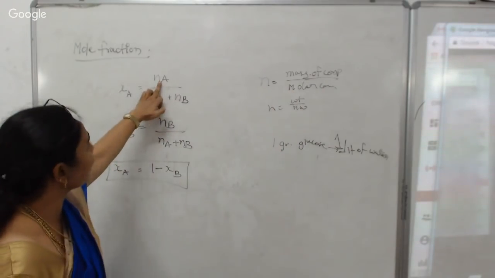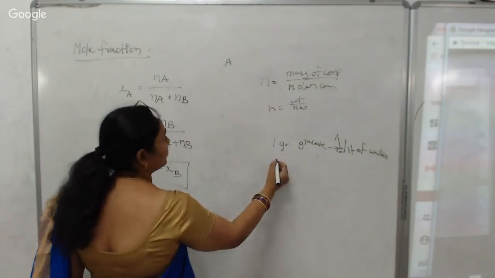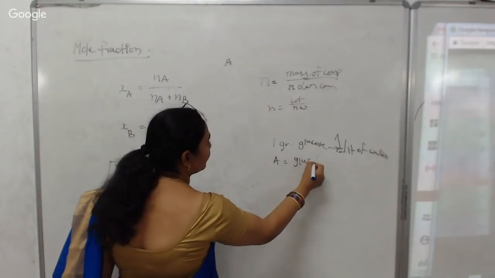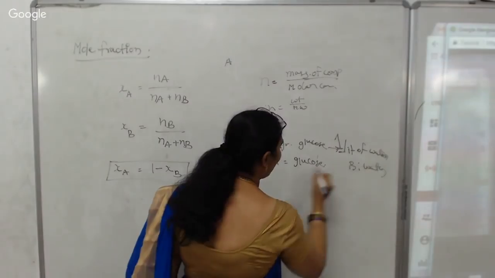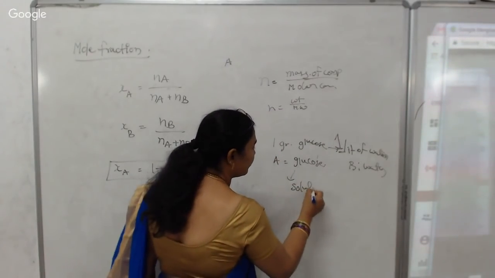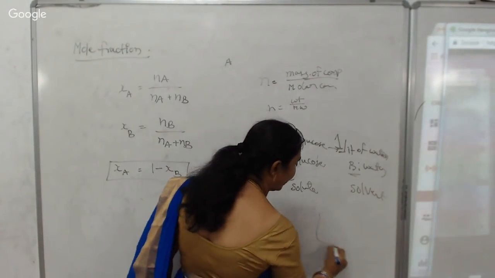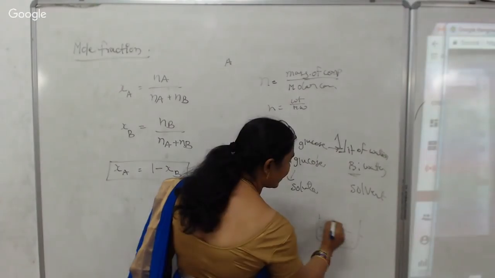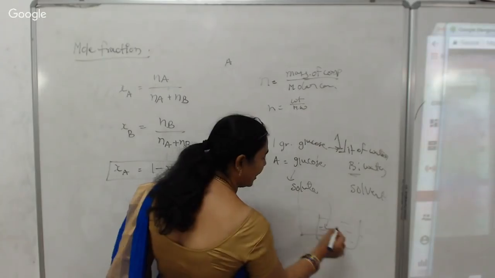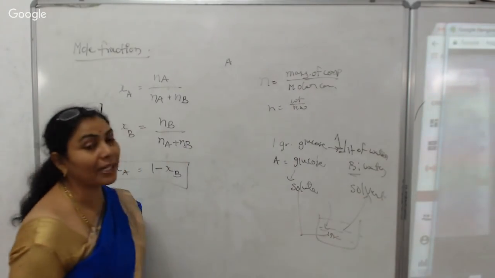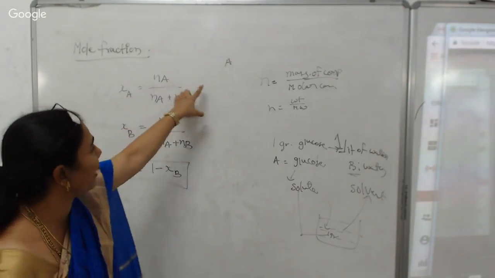Okay, so Na, for example, A is glucose. B is nothing but water. So A is the solute and B is the solvent. The solvent is more, and in this you added just 1 gram of glucose. So 1 gram is the solute and 1 liter of water is the solvent. So how will you calculate the mole fraction of this compound? Xa is Na by Na plus Nb.